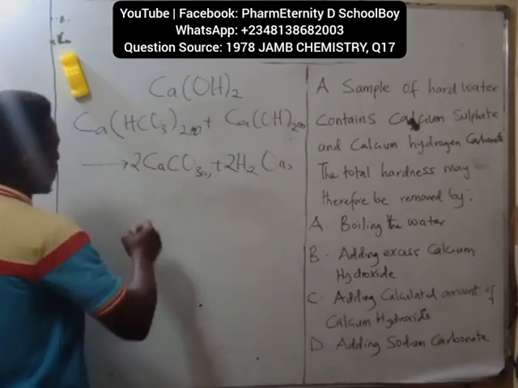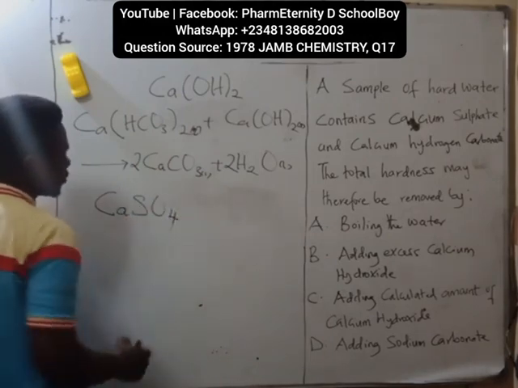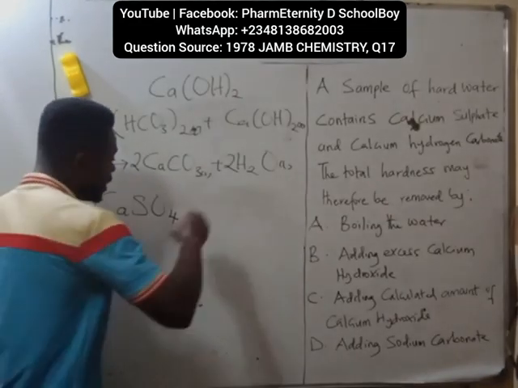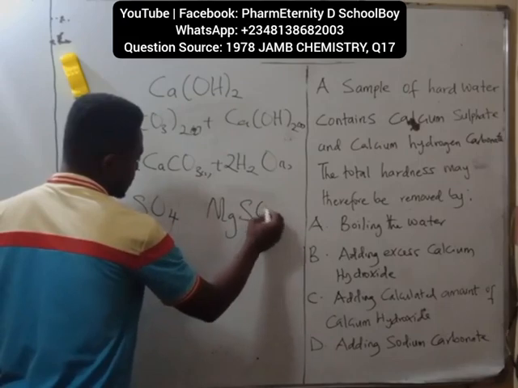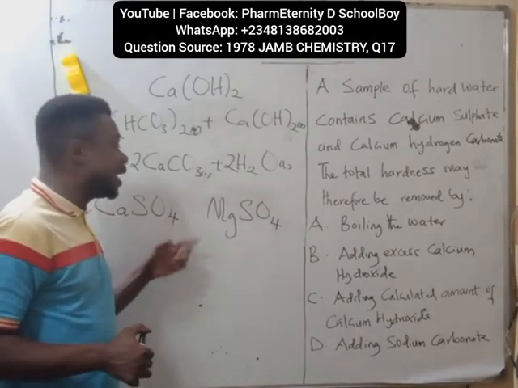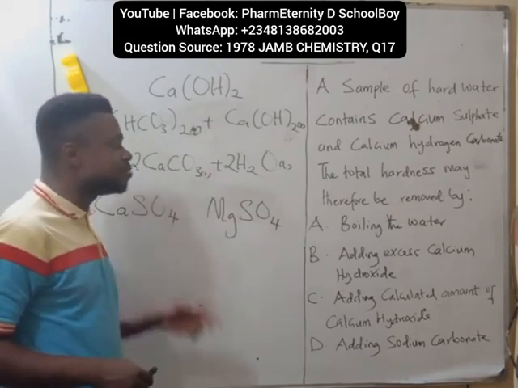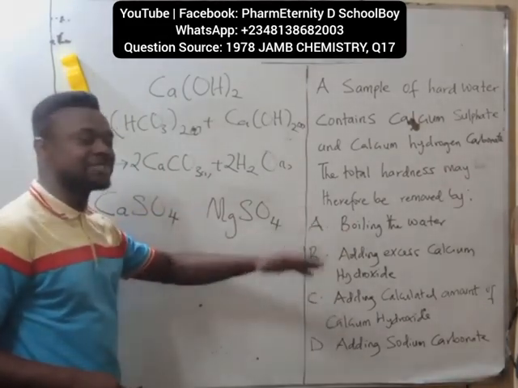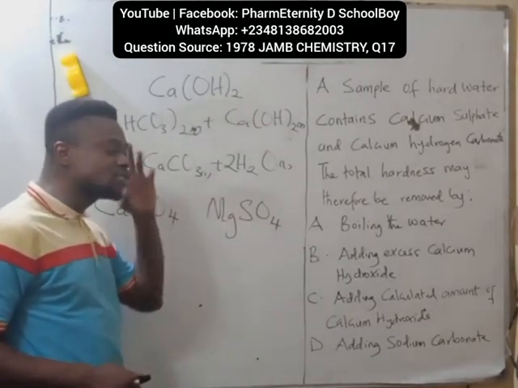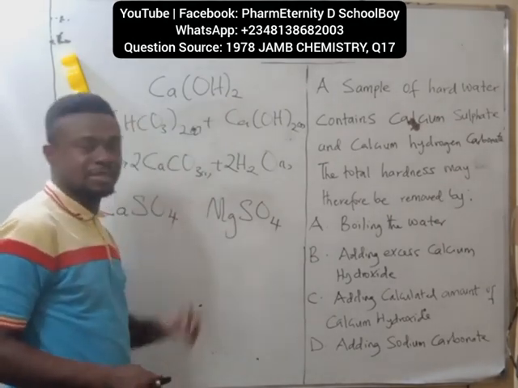So now, calcium sulfate. They are culprits in causing permanent hardness of water. And you cannot remove them by boiling the water or adding calcium. No. The only way you can remove them is by chemical means, by precipitating them out using sodium carbonate.